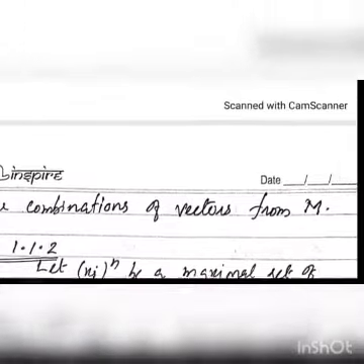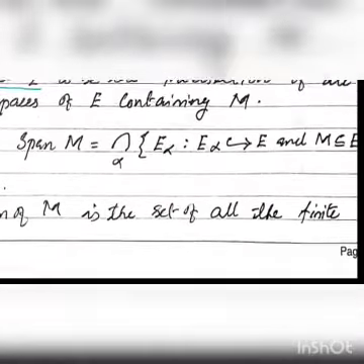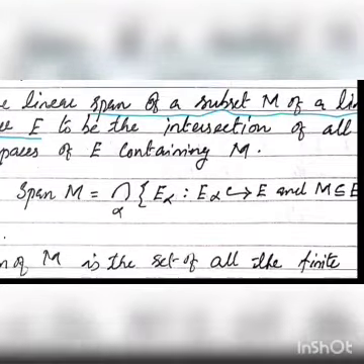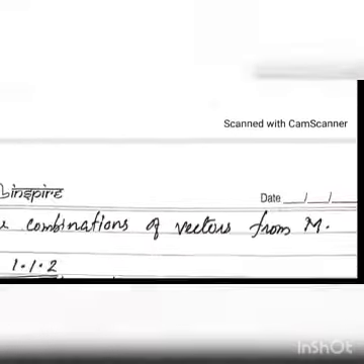Okay, in both ways we can deal. Span of M means, first, you take the set of all those subspaces which contain M and take its intersection. And the other way, you take all the elements of M and all possible linear combinations of those elements, and whatever set you get, that set is going to be the span of M.